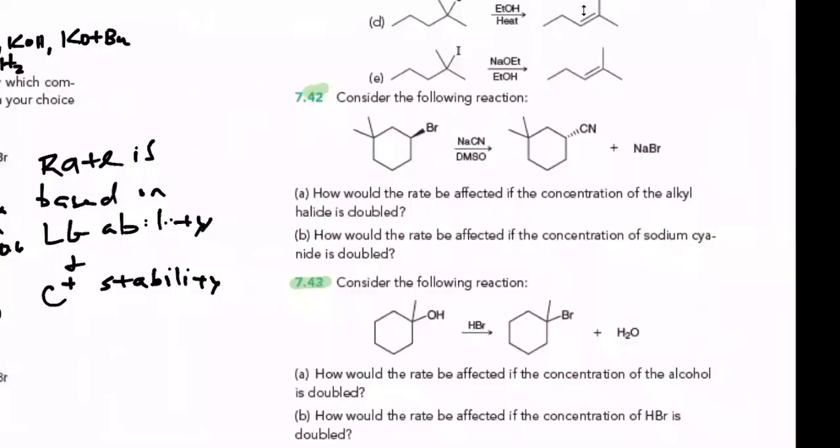And then B, how would the rate be affected if the concentration of the sodium cyanide is doubled? All right. What do you need to know in order to answer those questions? The rate constant and which mechanism? You need to know the mechanism. If you know the mechanism, then you'll know the rate law. Is that right? So yes. Which mechanism is this reaction going to proceed through? And how do you know?